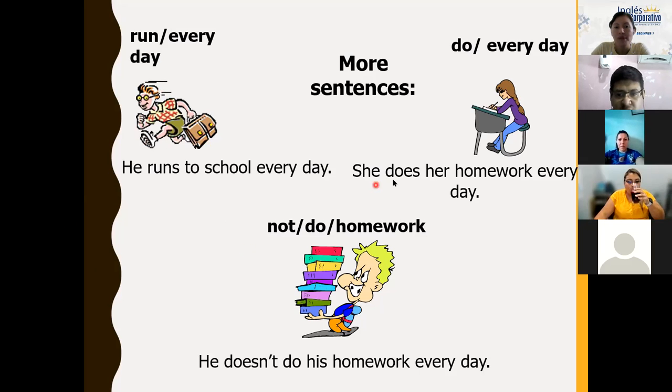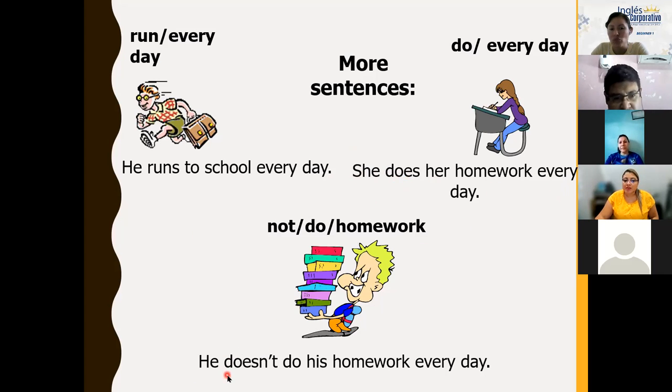So, when I come here and I pay attention to details, ¿verdad? I have my subject, I have the verb, y como es tercera persona y no aplica ni la regla 1 y 2 que les mencioné, solo agrego este, and then I have my complement. He runs to school every day. She does her homework every day. Okay? Now, the verb has to change because the subject is she. Yo no digo she do her homework. Digo she does her homework every day.